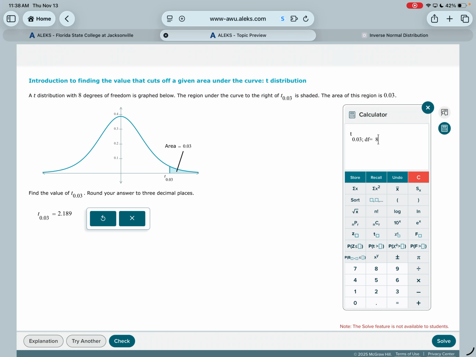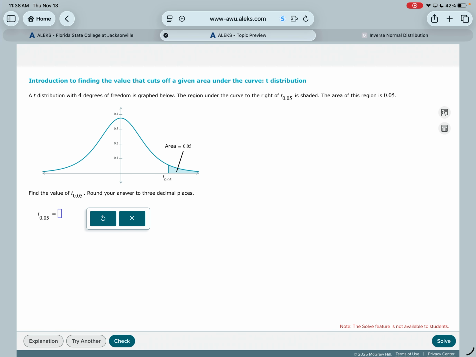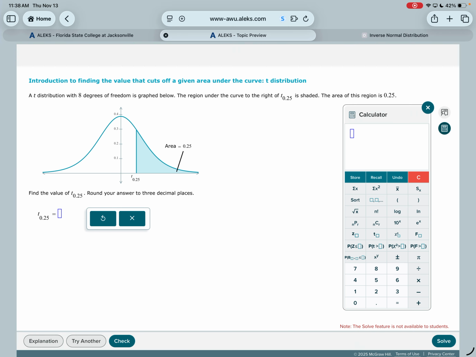Let's say this problem right here, let's say we wanted to actually find, this is 25. It kind of gives away the answer though. That's fine. What if I wanted to find 75% to the left? This calculator only gives me to the right.